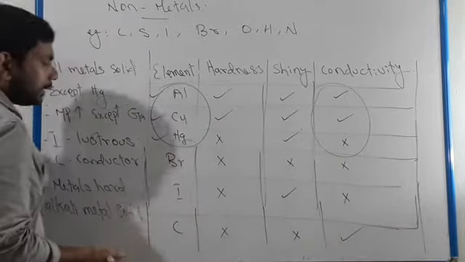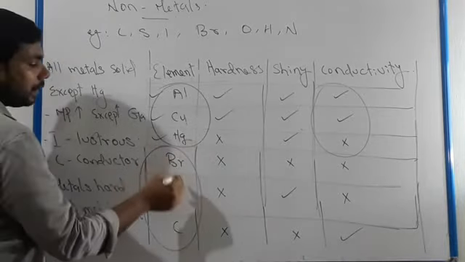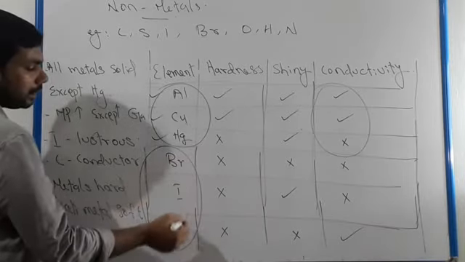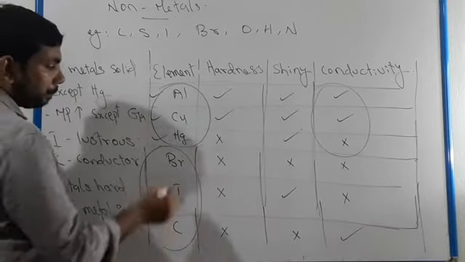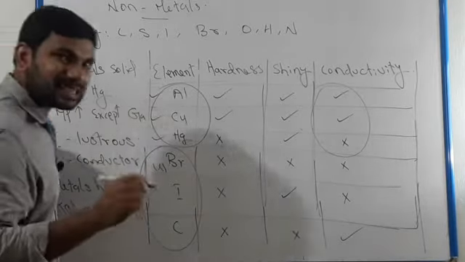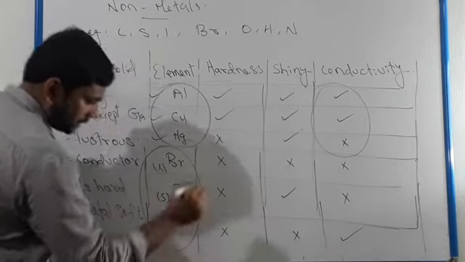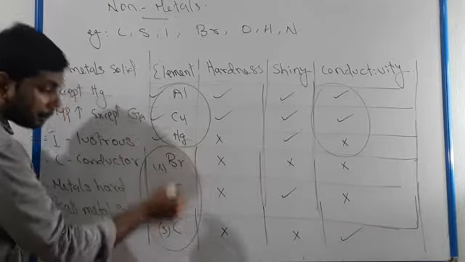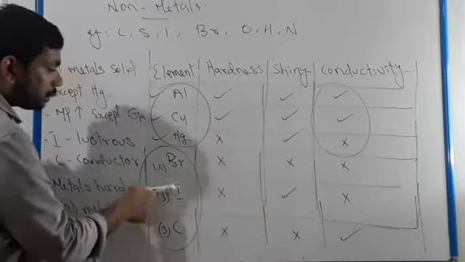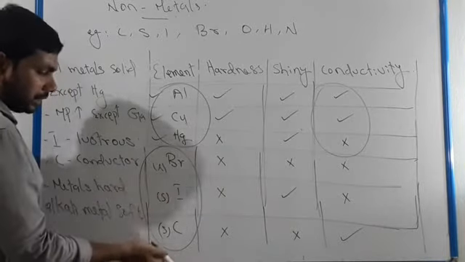And here see these three: bromine, iodine, carbon. You know bromine is in liquid state. In the beginning I told you bromine is liquid, iodine is solid, carbon is solid. Even though they are non-metals, they have different physical properties. Look here: two non-metals in solid state, one non-metal in liquid state.